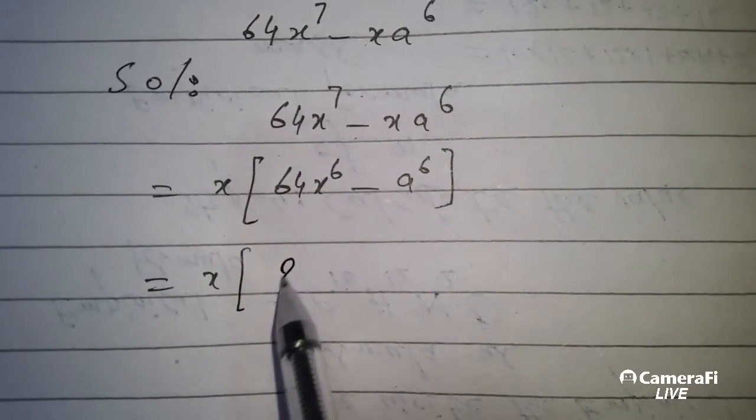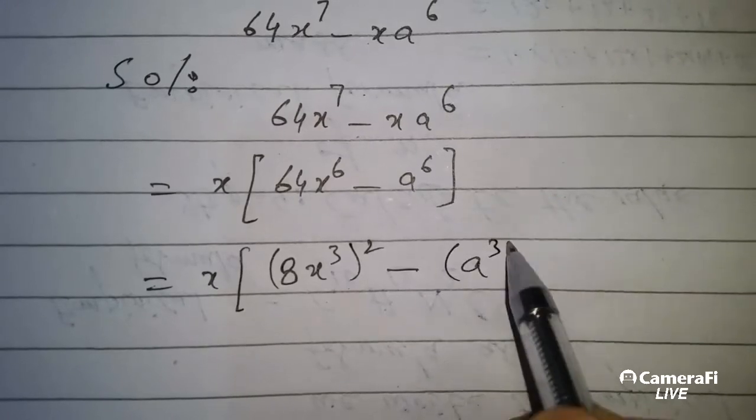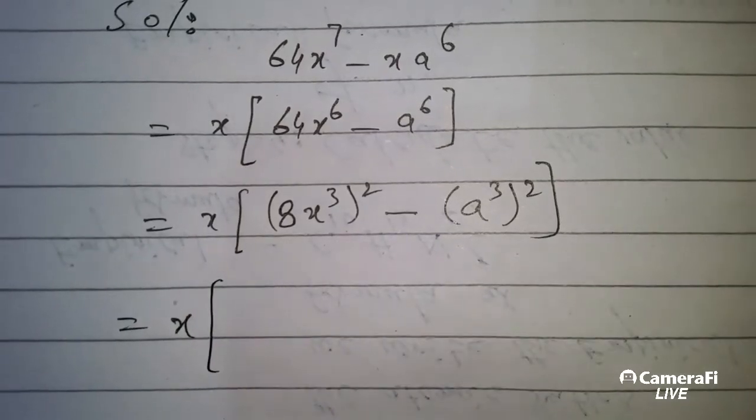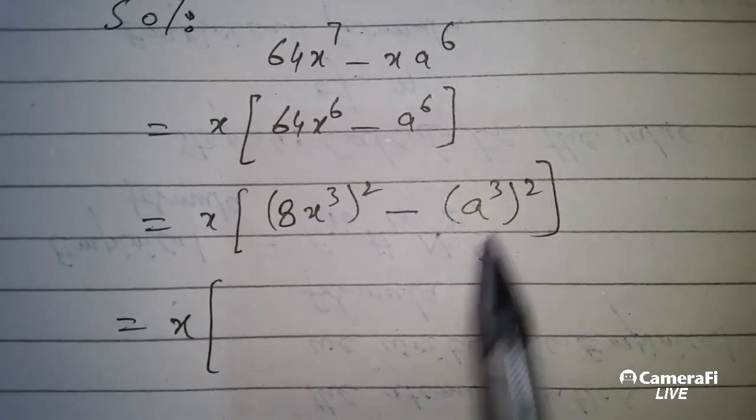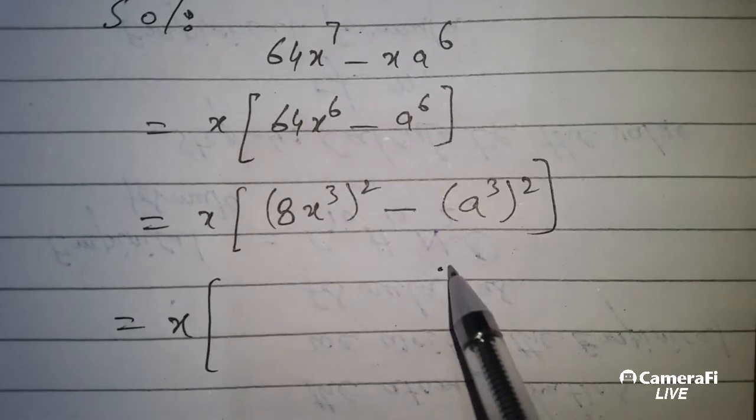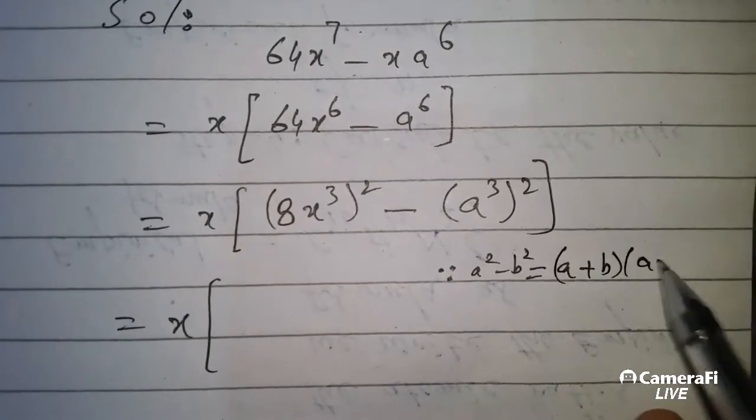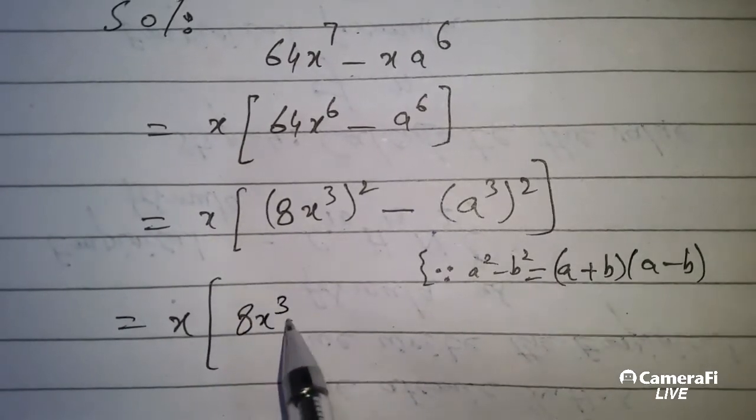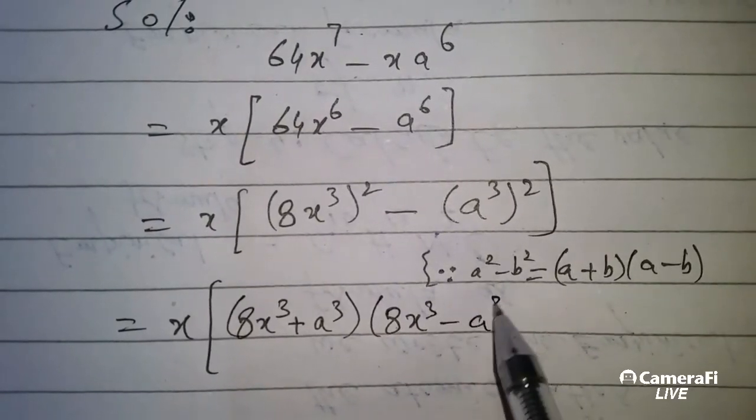Here again we can just apply the formula. It can be written as 8x raised to power 3 square minus a raised to power 3 square. Again applying the square formula here. Whenever you can make the square of the first term minus square of the second term, you can always apply this formula: a square minus b square equals a plus b into a minus b. So 8x cube, we can write these terms with the positive sign in between and with the negative sign in between.